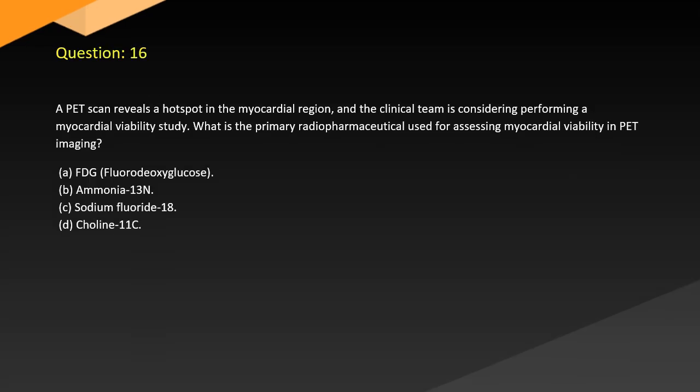Question 16. A PET scan reveals a hotspot in the myocardial region, and the clinical team is considering performing a myocardial viability study. What is the primary radiopharmaceutical used for assessing myocardial viability in PET imaging? A. FDG, fluorodeoxyglucose. B. Ammonia 13. C. Sodium fluoride 18. D. Choline 11.